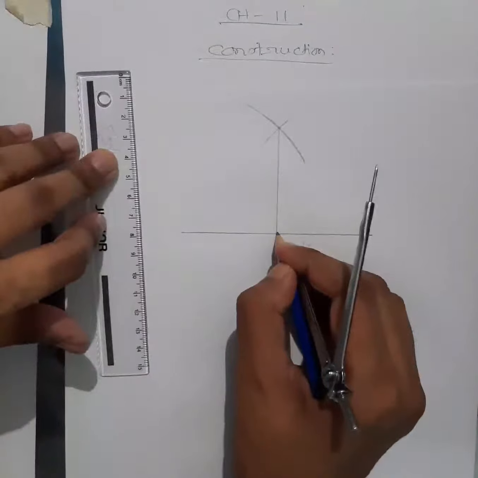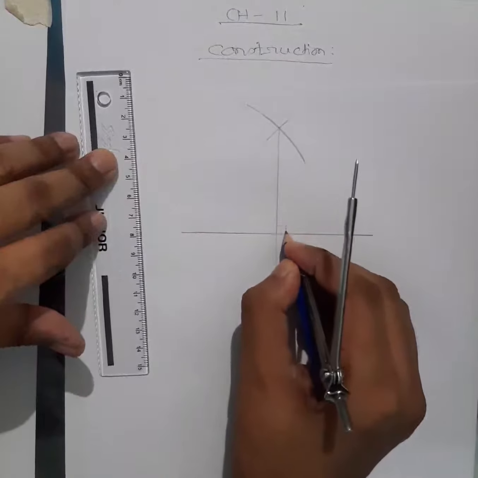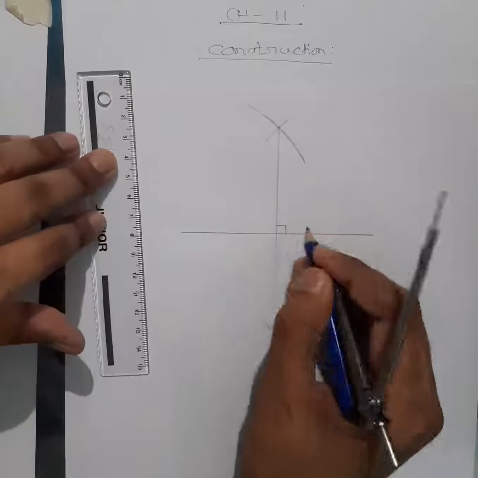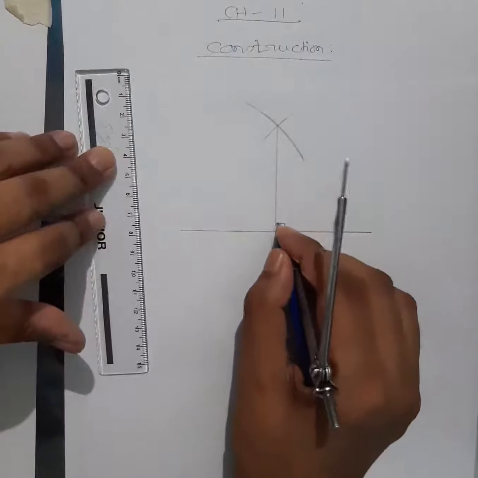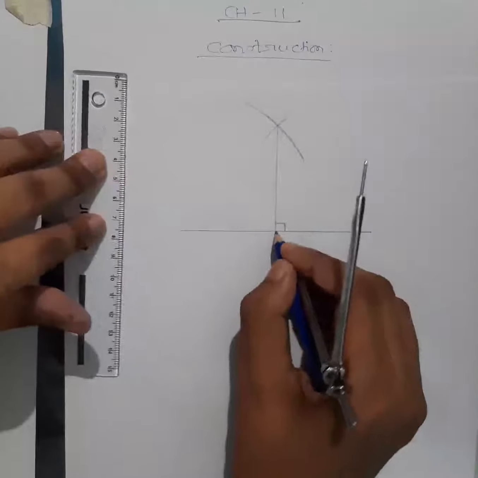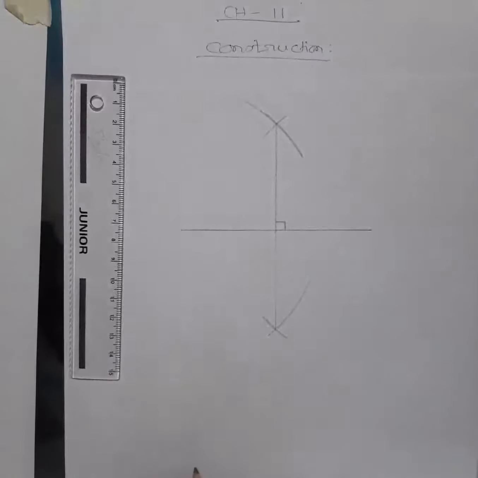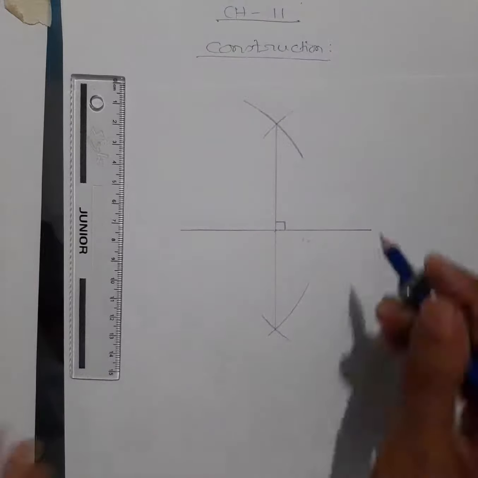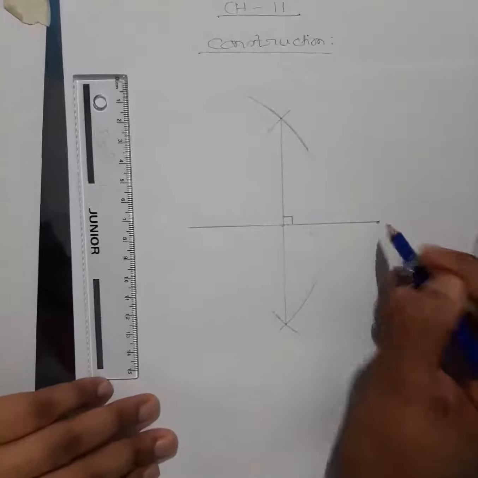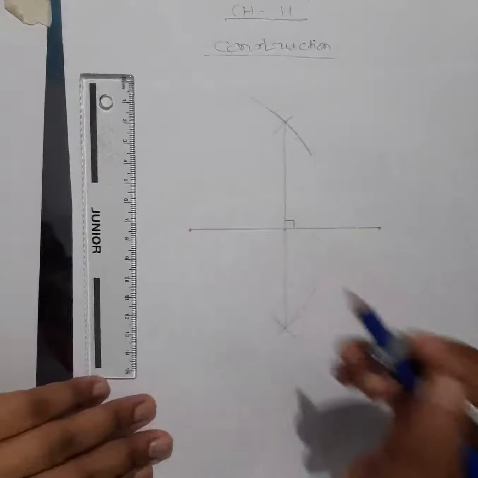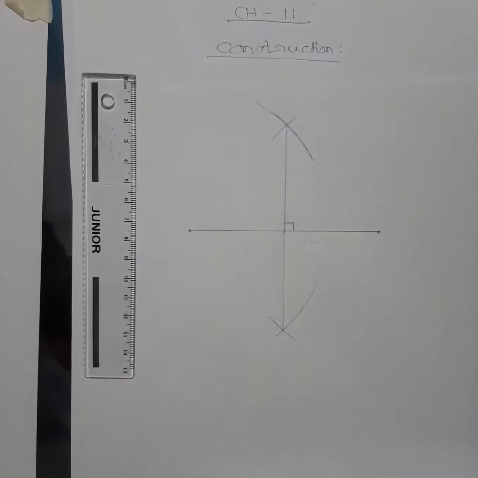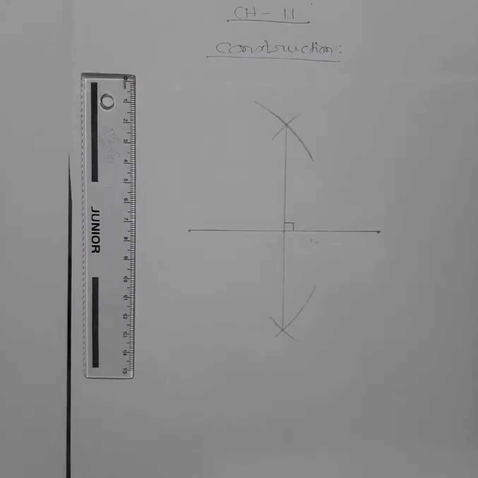So you will see this will be the midpoint and this will be perpendicular. You can verify: to verify, you can use a protractor and check. This will be 90 degrees and you will see that this is the midpoint. So this was the step to draw a perpendicular bisector, which you have already done. I'm just trying to give you an idea of how to draw it again, so that you can remember.